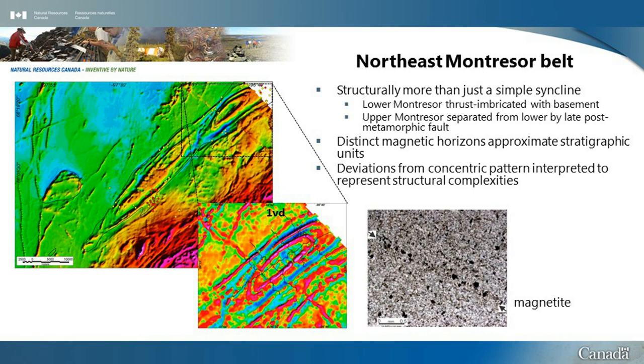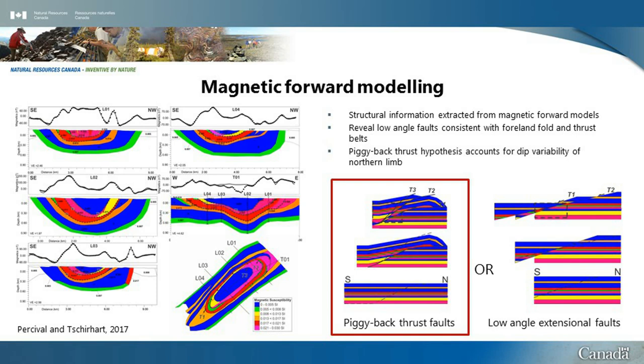And we found that these distinct magnetic anomalies we're seeing on the map approximated the stratigraphic units, and so we assumed from that maybe we can get an idea of the structure if we look at these deviations from the concentric pattern. So I constructed a series of forward models from the magnetic data, and this area was really nice because the flight lines were perpendicular to strike, so I got to work along line, and I was able to get a lot more information from the data and to pick out distinct units.